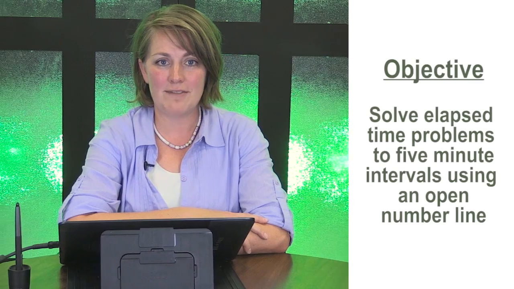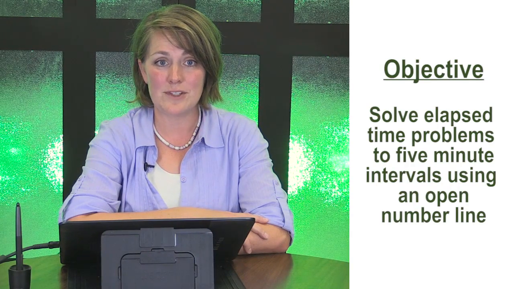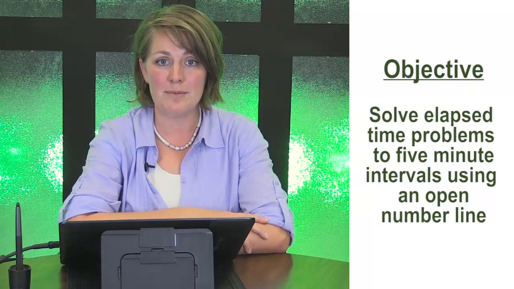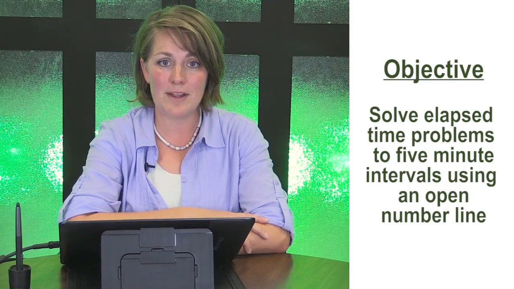Our goal today was to solve elapsed time problems to 5-minute intervals using an open number line. We did this by using a clock to help us reason through the problem and a number line to organize and record our thinking. On each problem, we followed the pattern of first marking the start and end times and then determining efficient intervals to use.